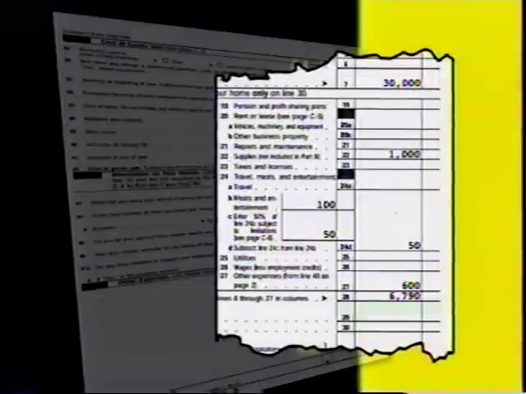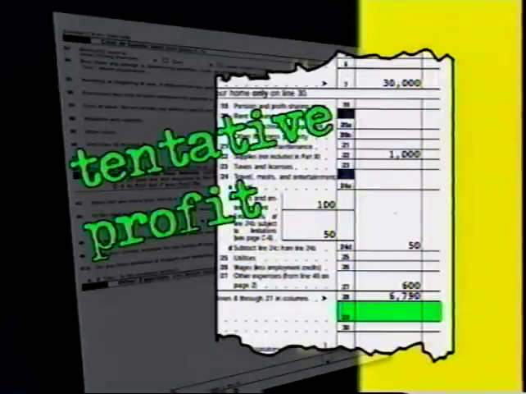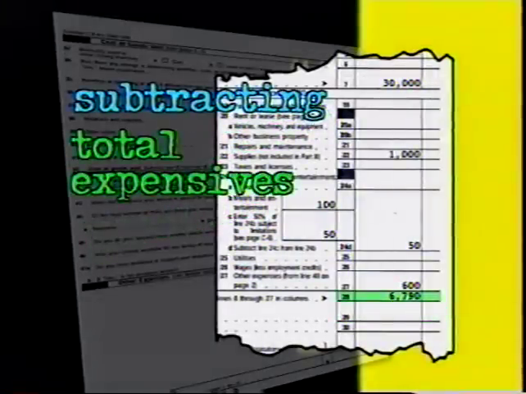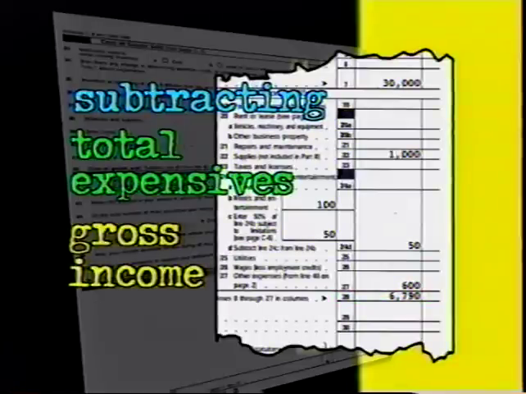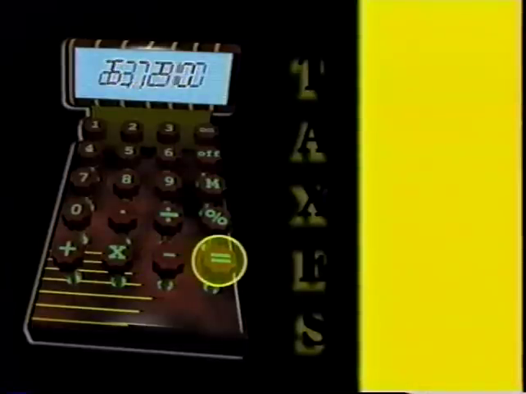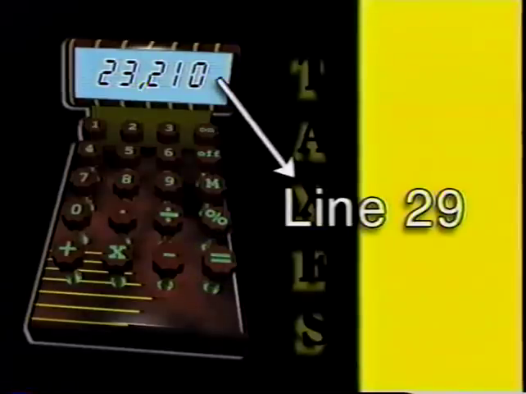$6,790. In line 29, we solve for the tentative profit. All we're doing here is subtracting total expenses in line 28 from the gross income we solved for back in line 7. $30,000 minus $6,790 is $23,210. This goes in line 29.